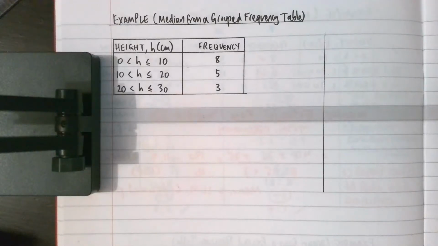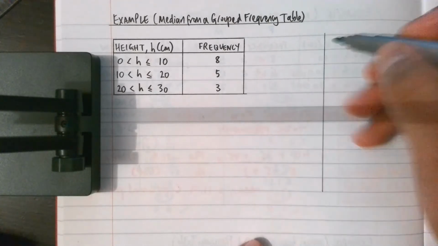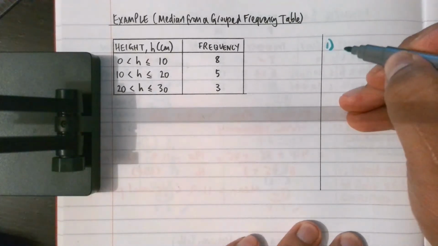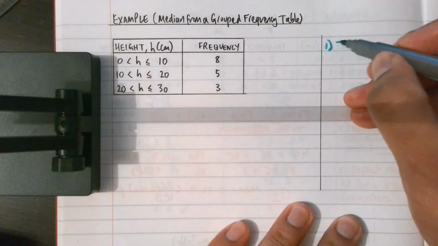Well, we're going to be looking to find the median from a group frequency table. So if we look at this table, we've got heights of something which we can link to bushes or any sort of plants to make understanding it a little easier.